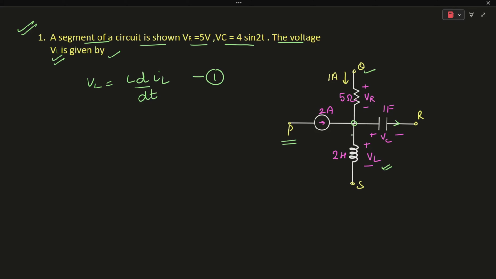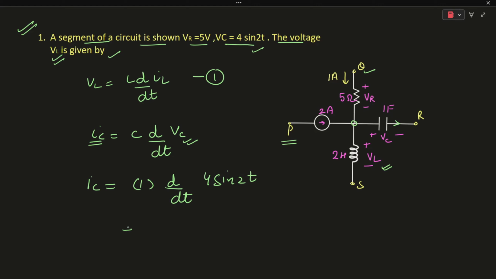Also from the figure we can see that IC will be equal to C d/dt of VC, where IC is the current flowing through the capacitor of 1 farad and VC is the voltage across it. From the question, it is given that VC is equal to 4 sine 2t. So it means that IC is equal to C, which is 1, times d/dt of 4 sine 2t, which is equal to 8 cos 2t.